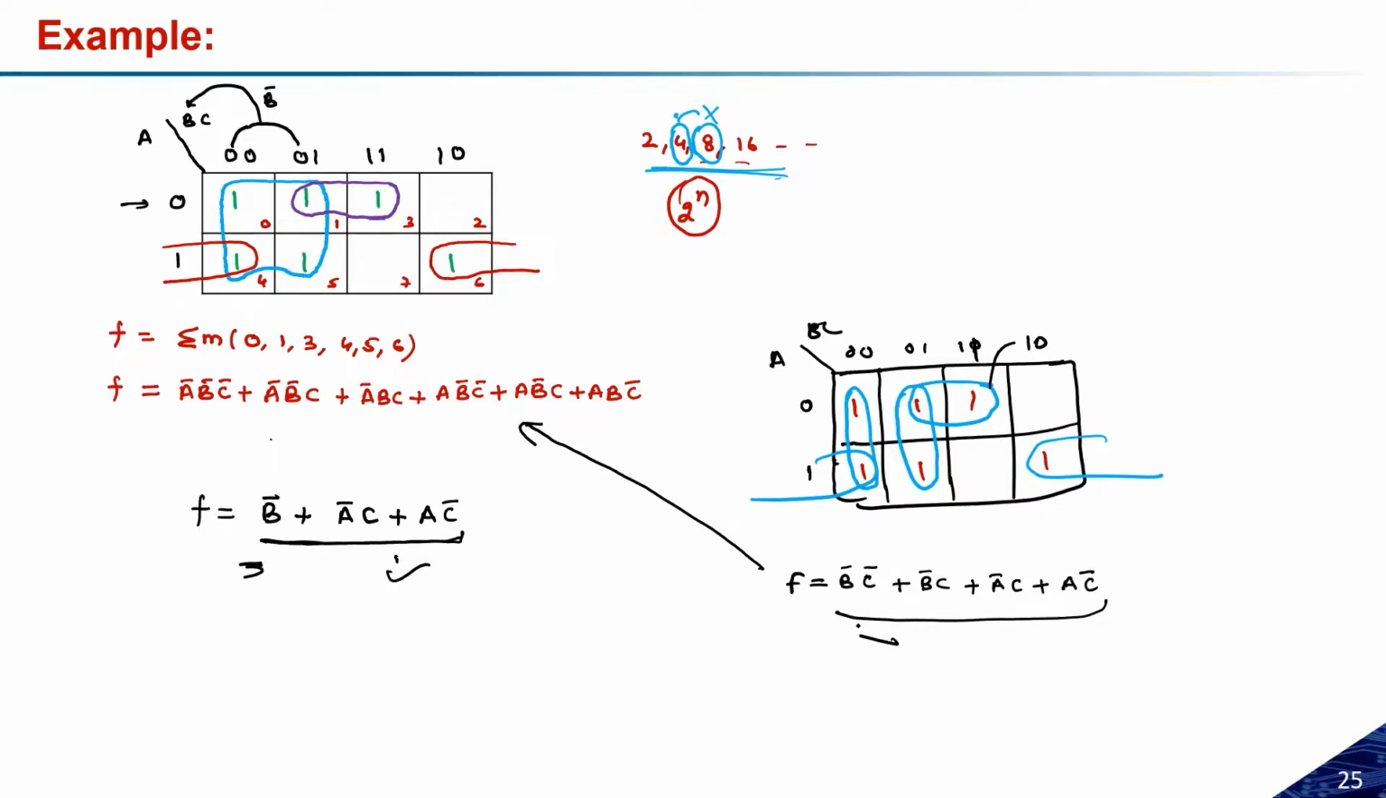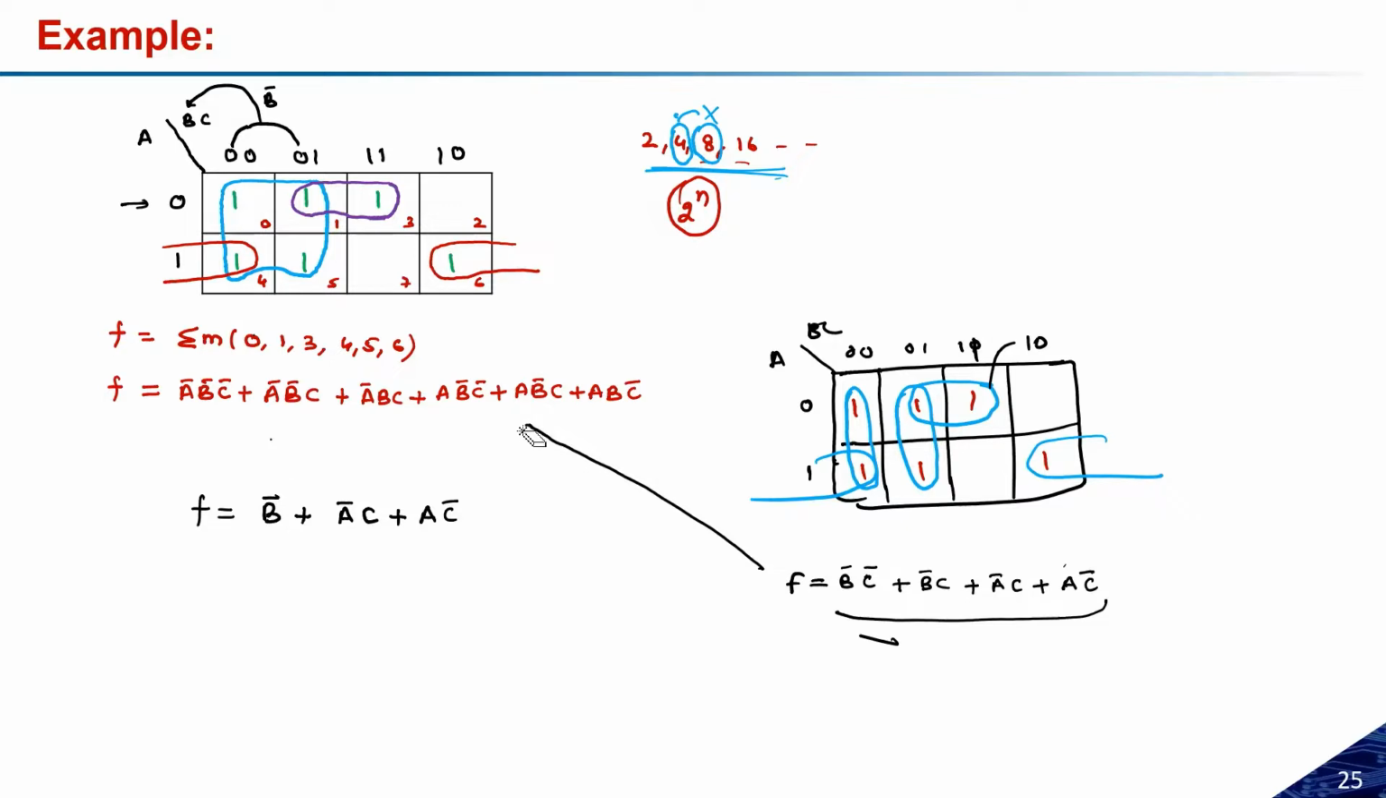If you do not make the pair of a bigger group, that will increase the number of sum terms or the number of product terms. So this is the problem. We need to try to consider as many ones as possible, following the rules. This is important. So finally you will get this function based on that k map.